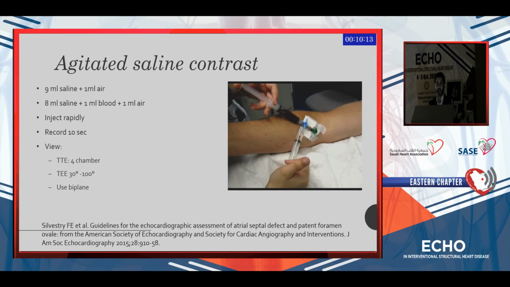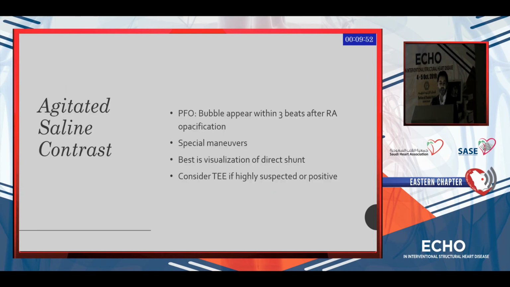You inject rapidly, record for 10 seconds, and if you're doing transesophageal echo, you will find the best image and angle that will show the separation between septum secundum and septum primum. The thin septum, which is the primum, and the thick septum, which is septum secundum. If we're using transthoracic, usually it's the 4th chamber we're looking at.